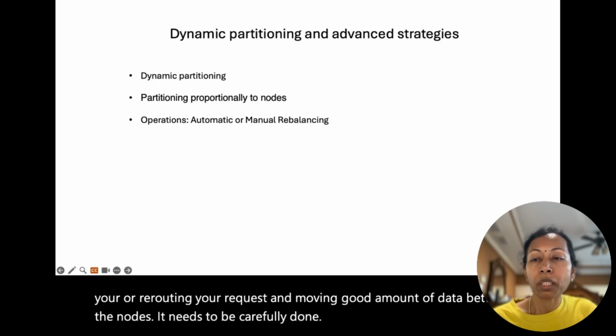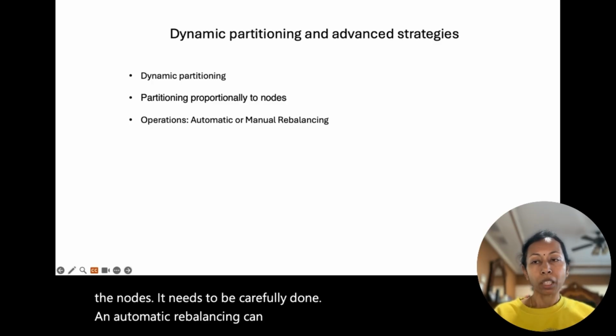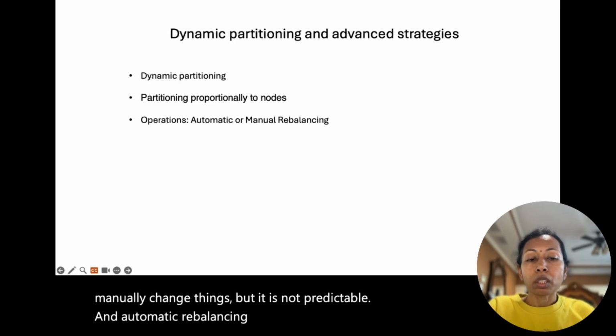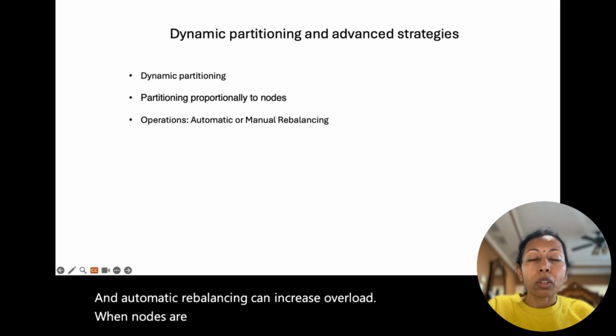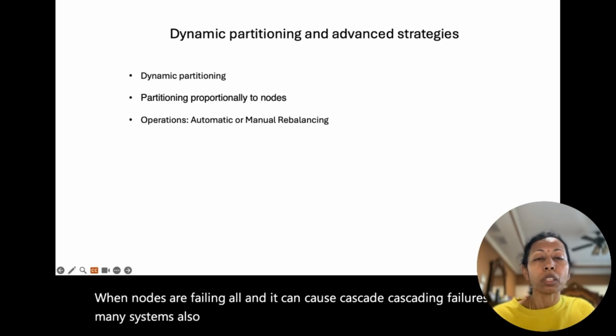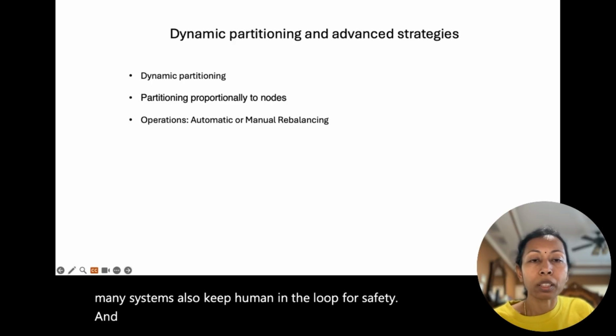And automatic rebalancing can be convenient because you don't have to manually change things, but it's not predictable. And automatic rebalancing can increase overload when nodes are failing and it can cause cascading failures. And many systems also keep a human in the loop for safety. And that's about rebalancing the partitions.